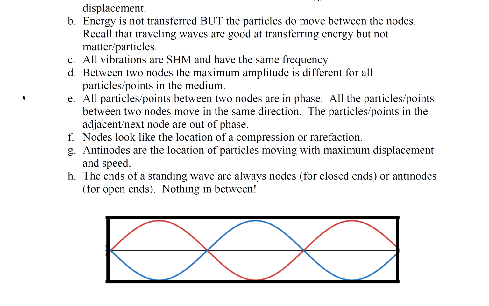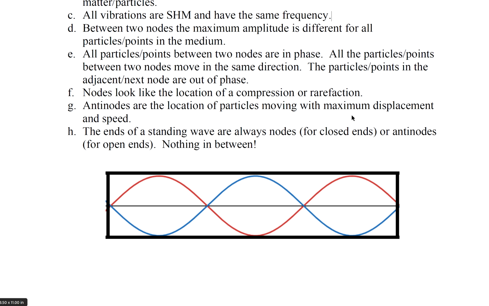All particles or points between the two nodes are in phase. They all move in the same direction. The particles or points in the adjacent node are out of phase. Nodes look like the location of a compression or rarefaction. Antinodes are the location of particles moving with maximum displacement and speed. And the ends of a standing wave are always nodes for closed ends or antinodes for open ends, nothing in between.